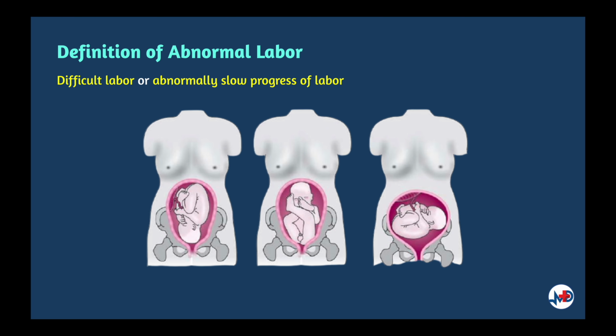Now, let's look at the definition of abnormal labor. Abnormal labor, difficult labor, or abnormally slow progress of labor are among the various definitions of abnormal labor. In other terms, it is dysfunctional, it fails to progress, and there is a pelvic disproportion.